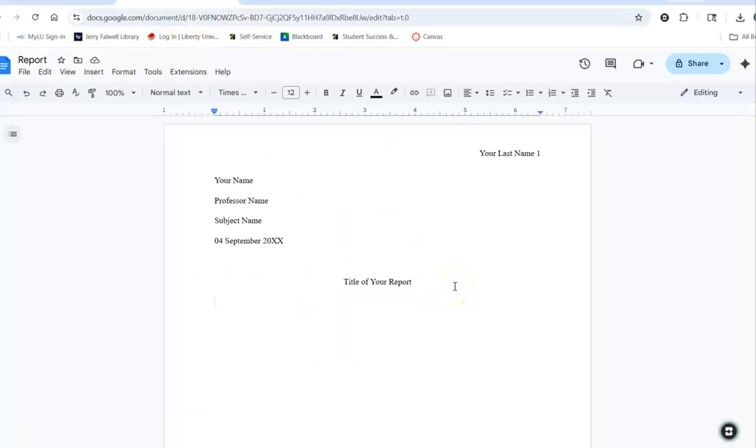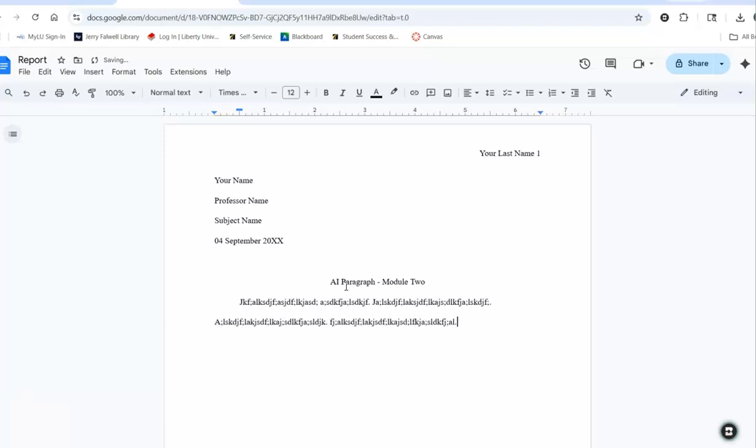Here's mine set up. I'm going to have my title here for whatever Module 2 is going to be called, whatever I'm going to title this paper. Maybe it's just going to be something like AI paragraph. Module 2. Okay. Now I'm ready to start typing my paragraph. Here's what it looks like. Remember, I need a total of 4 sentences. They got to follow that meal plan structure.